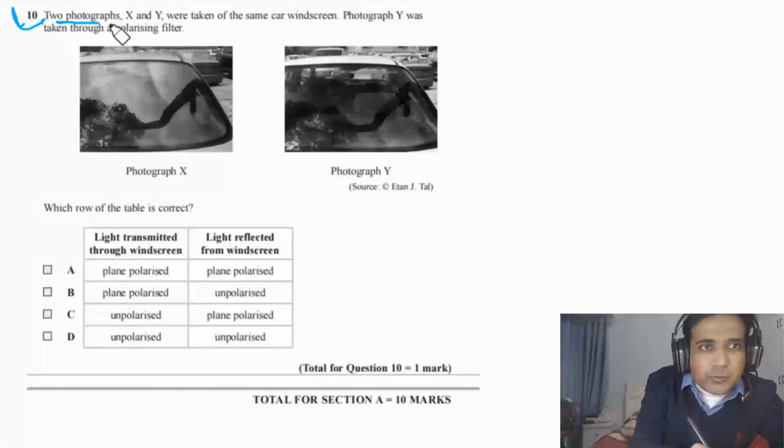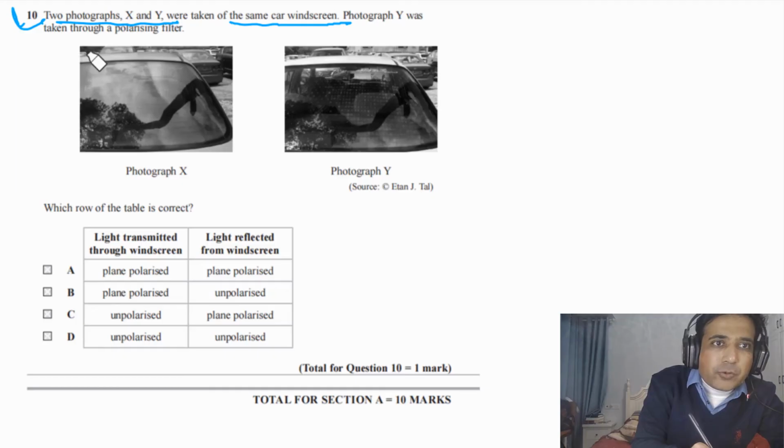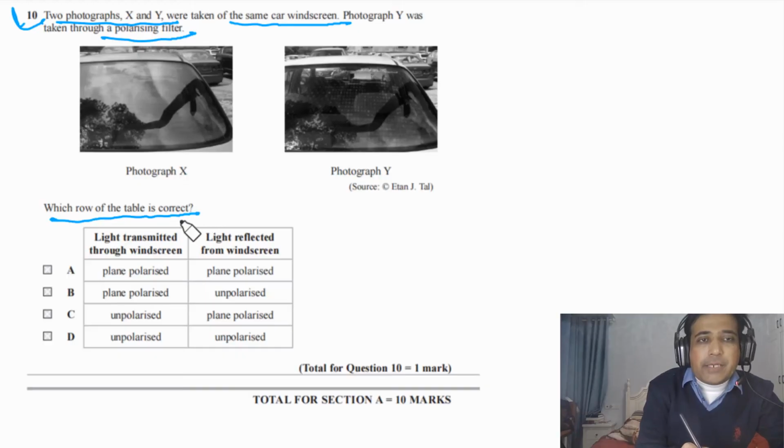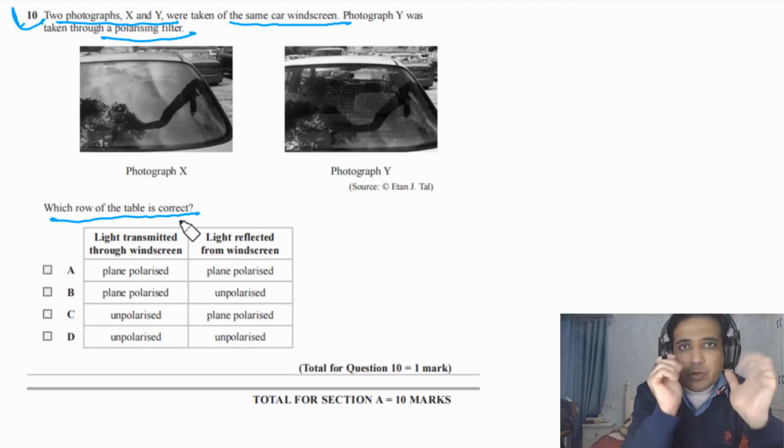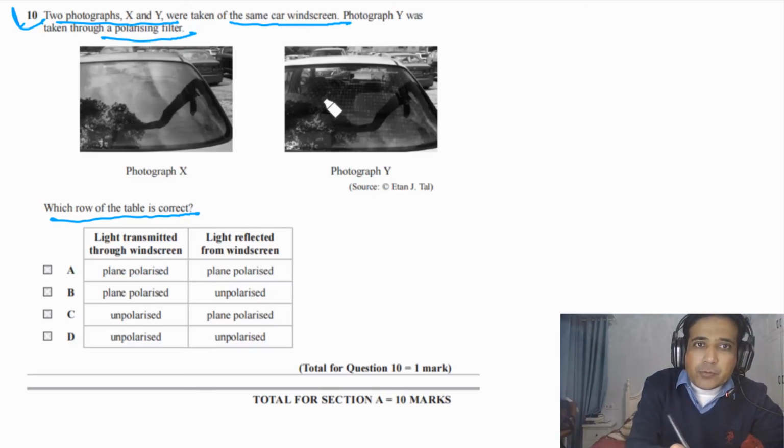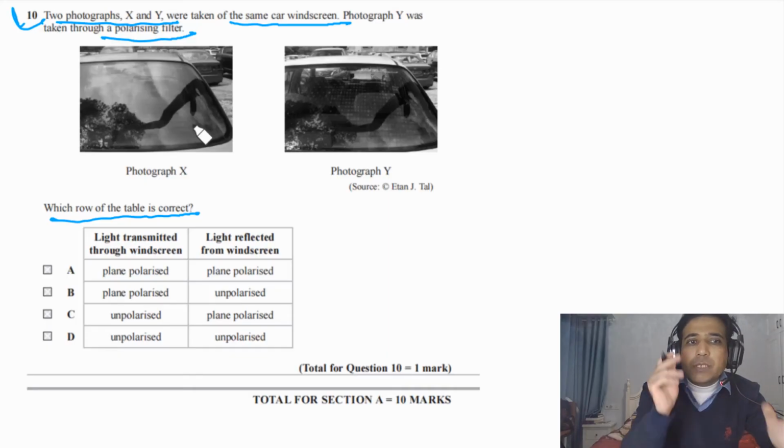Question 10 says two photographs X and Y were taken of the same car windscreen. Photograph Y was taken through a polarizing filter. Which row of the table is correct? First of all, if you look at photograph X and photograph Y, you can see in photograph Y we can see inside the car, but in photograph X we cannot see inside the car.